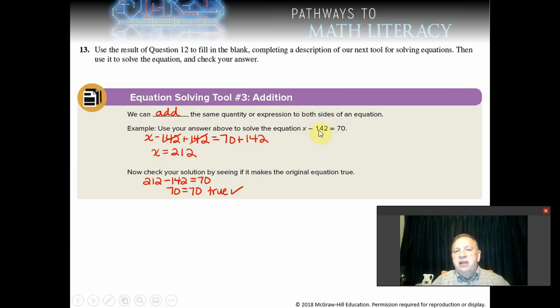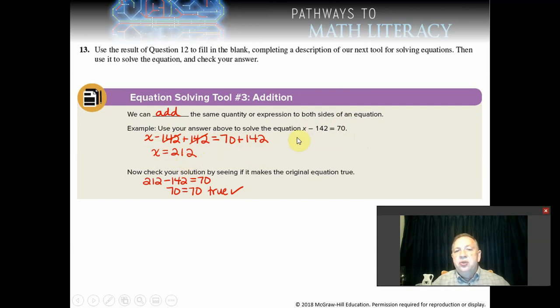So to get rid of a negative 142, I'll do the opposite. I will add 142 to get rid of this, but I've got to do the very same thing to the other side. So I'm going to add 142 to both sides. That negative and that positive is going to be equal to 0. And then I've got my x by itself, and it tells me what the answer is. X is equal to 70 plus 142, which is 212.